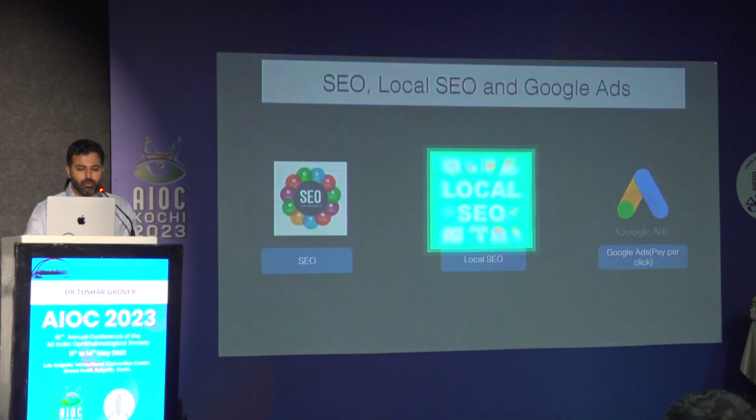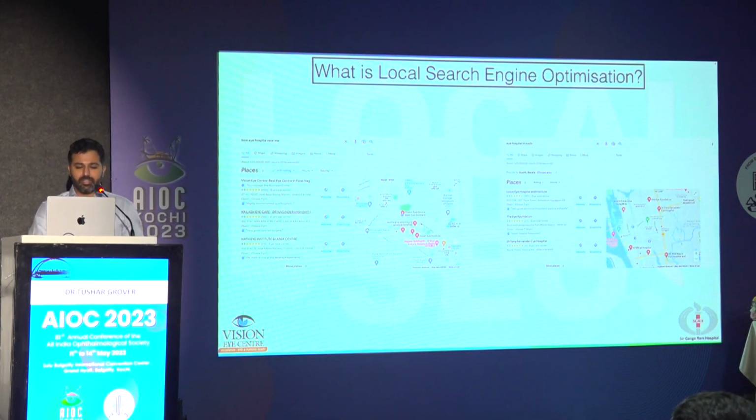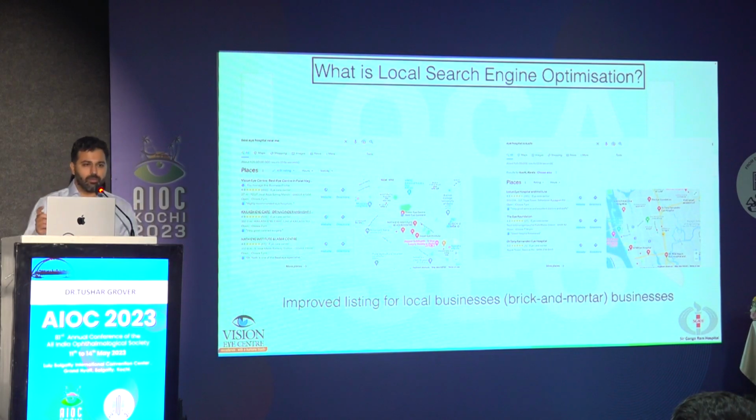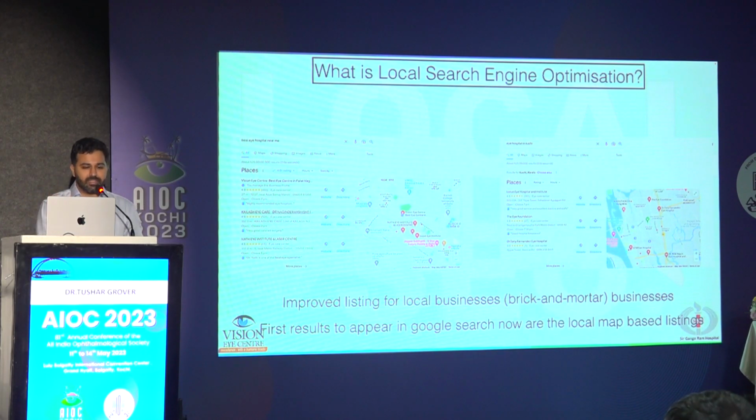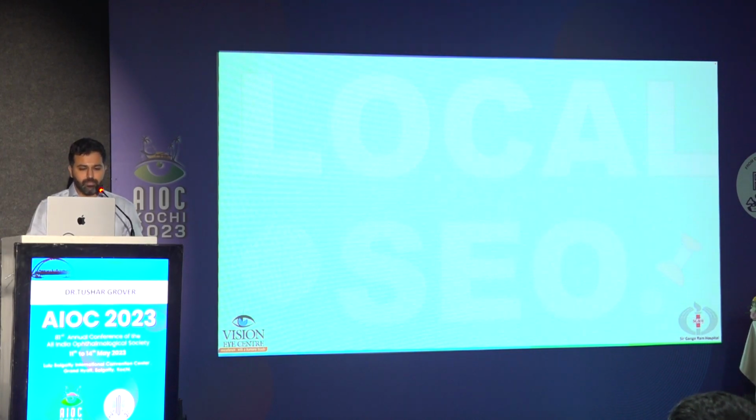Moving on to local SEO. Local SEO is essentially for local businesses like ours. Like we have a center, things like that. So when you search on Google, this is the first thing that shows up now. When somebody says, I want an eye hospital near me, or I want an eye hospital in my area, you'll see local listings first and a map. So this is extremely useful for us and extremely good for brick and mortar businesses like us.